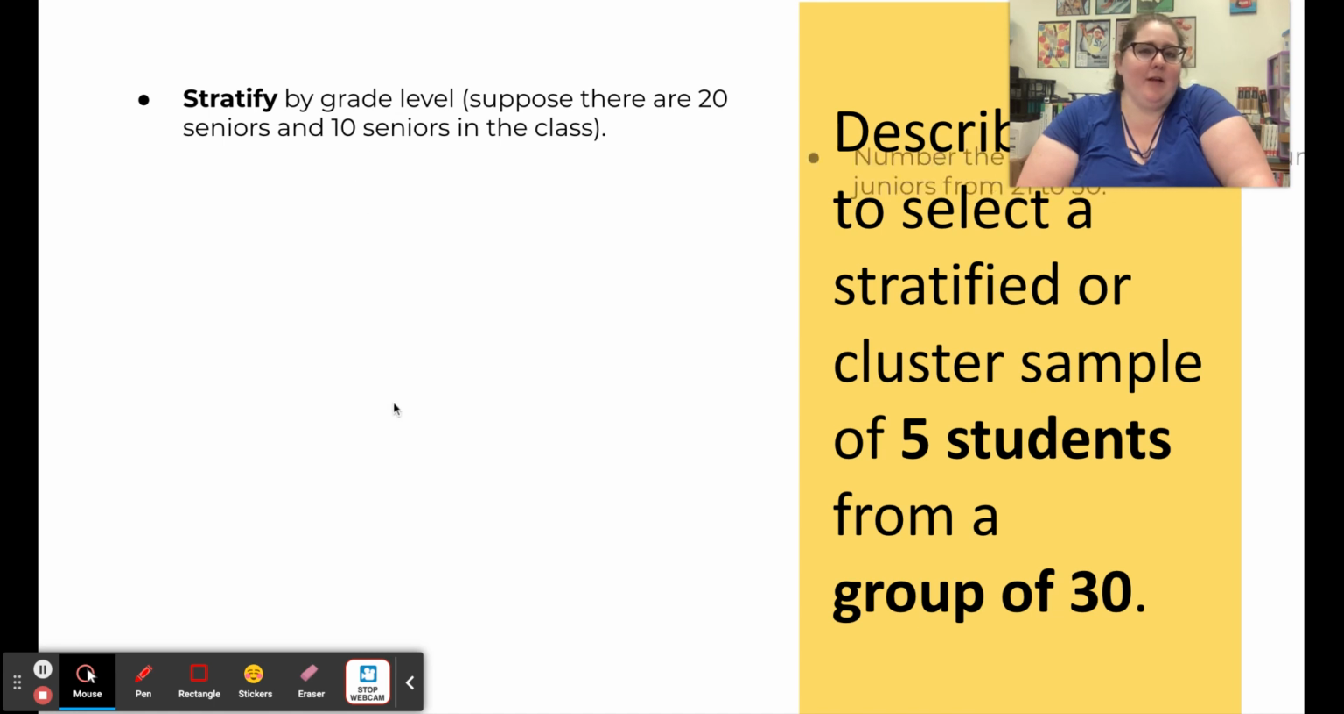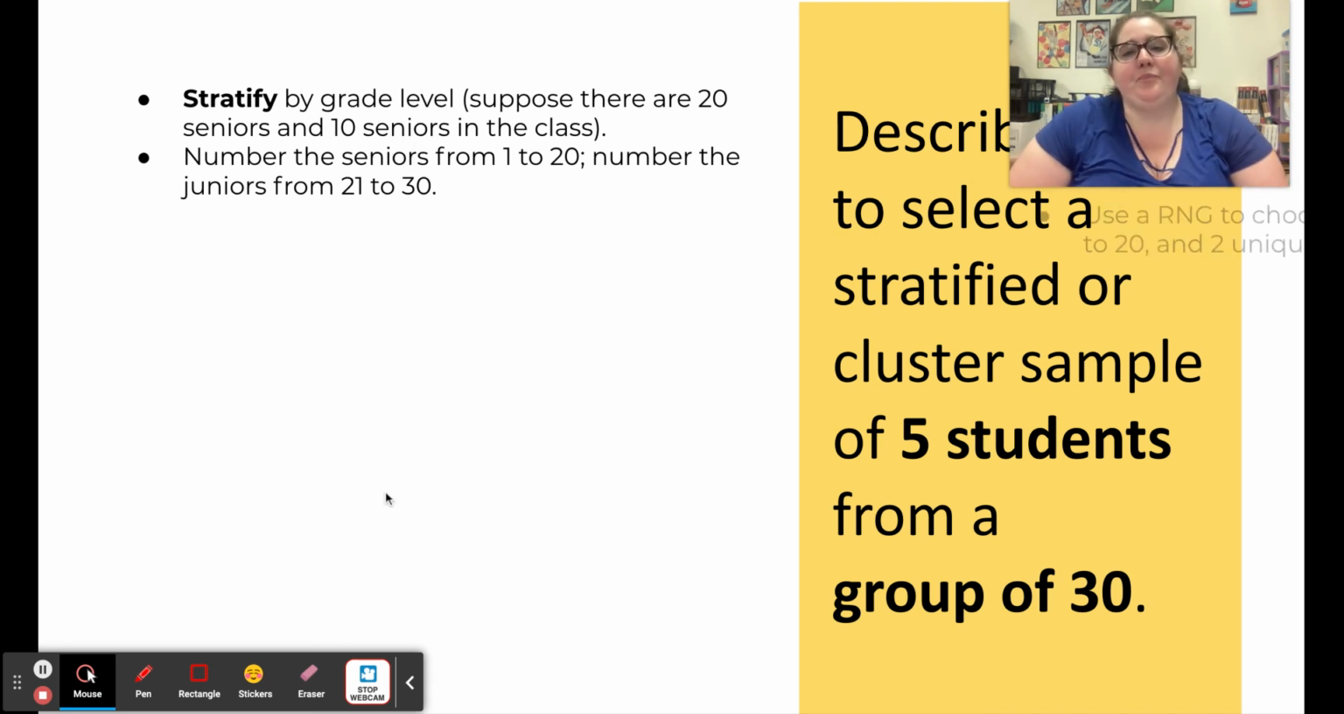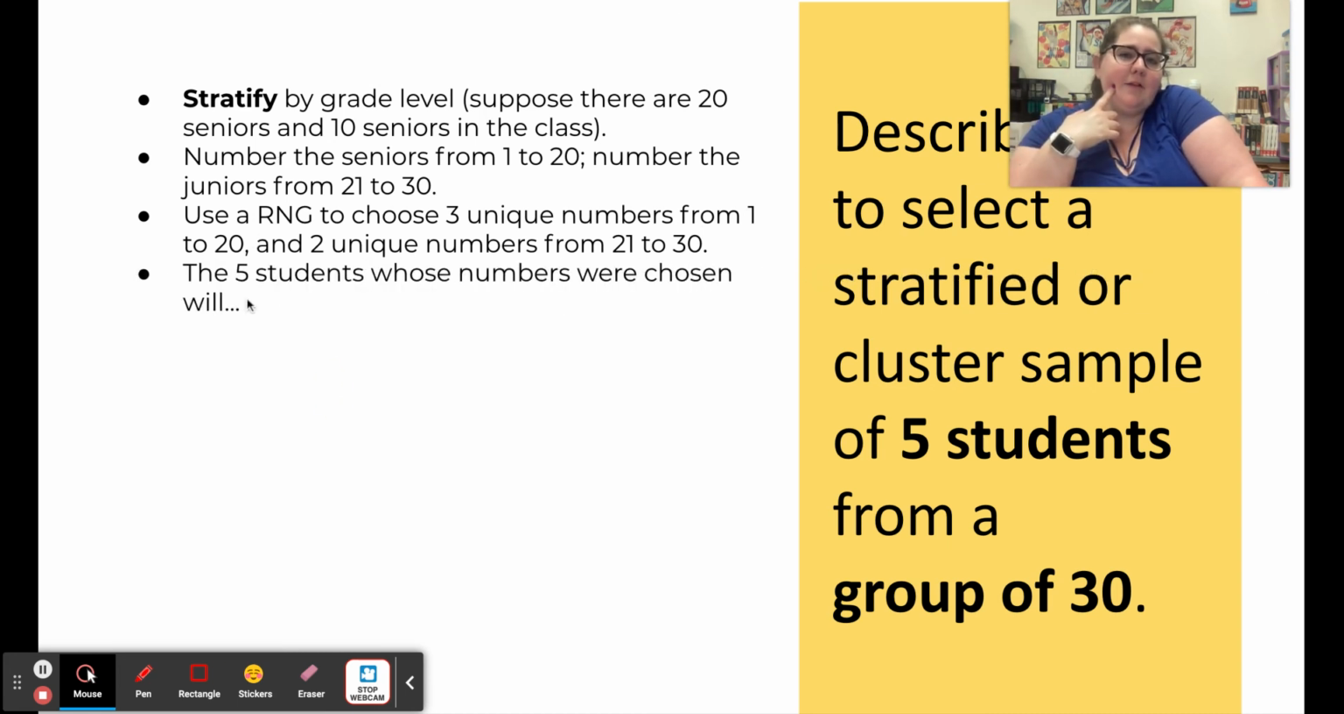So stratify by grade level, number the seniors from 1 to 20, and number the juniors from 21 to 30. So there's 20 seniors and 10 juniors. I need to fix that. Use a random number generator to choose 3 unique numbers from 1 to 20 and 2 unique numbers from 21 to 30. I picked more juniors because there's more juniors in the class. So I'm trying to make it proportionate. So that would be an example. And then finally, the 5 students whose numbers were chosen will be part of the survey, get a prize, whatever you want to call it.